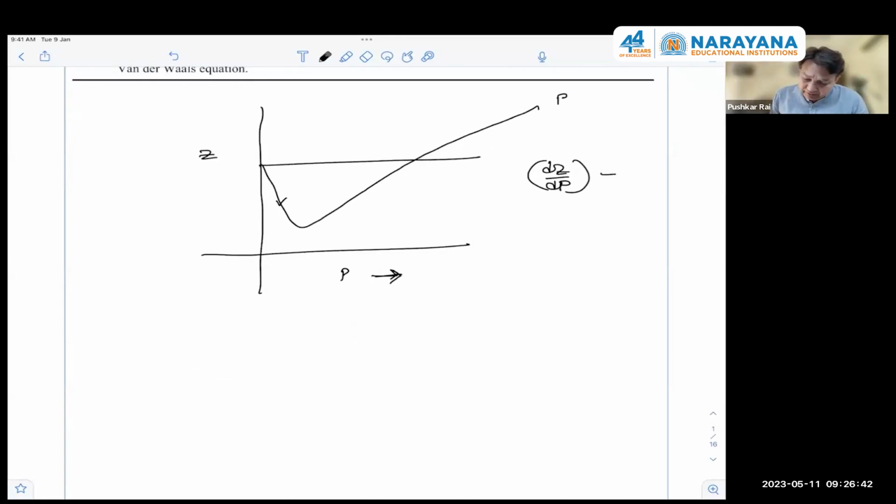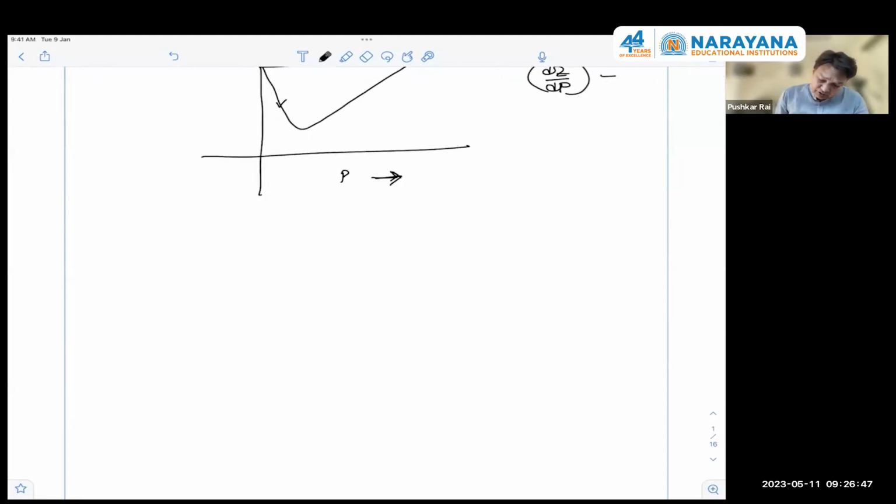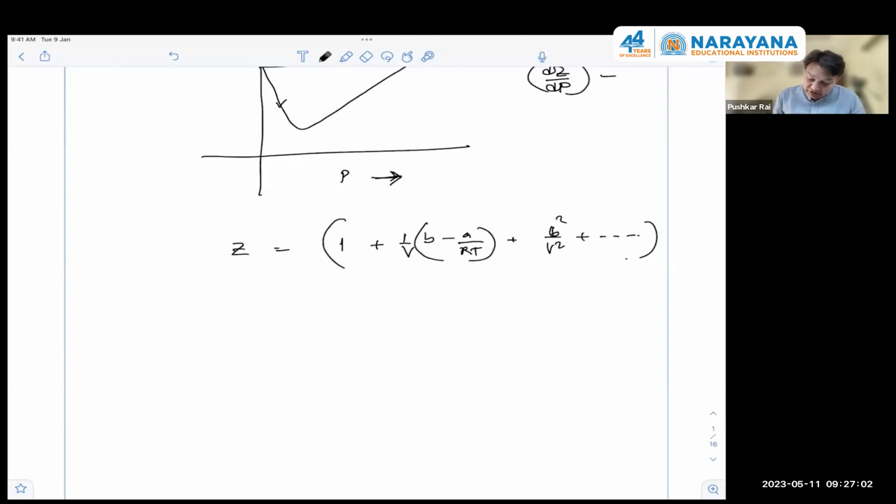The idea is that we have always talked about this, and students always study this formula also. Z is equal to 1 plus (b minus a by RT) into (1 by V plus 1 by V squared) plus and so on. This is called the virial equation. But since the virial equation is a function of V and T, we always miss a point. So we are never exact about this.